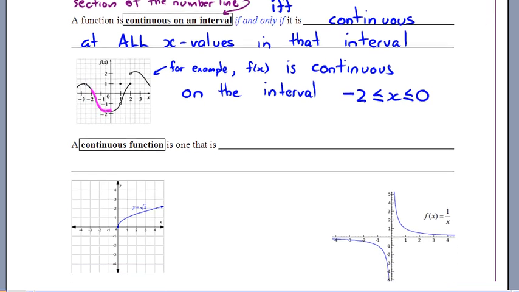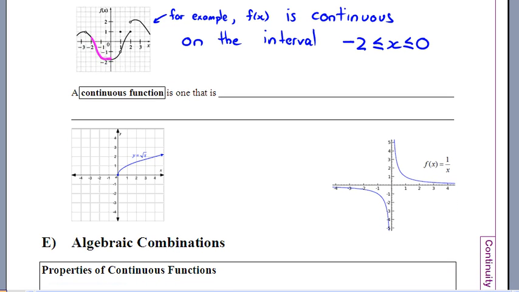But what if we just use the phrase, oh yeah, continuous function? So now we're kind of getting really big picture. We're not saying, well, that graph, is it continuous at x is equal to 2? And we're not saying, well, is it continuous from -2 to 0? But what if we just say, oh yeah, the graph is continuous? Here's the definition, and there's a part of it that may surprise you a little bit, okay? But we're going to say a continuous function, if that's all you want to call it, is one that is continuous at all x values.